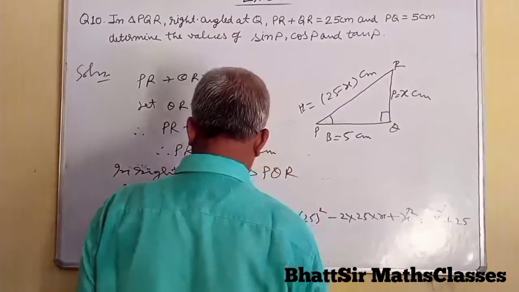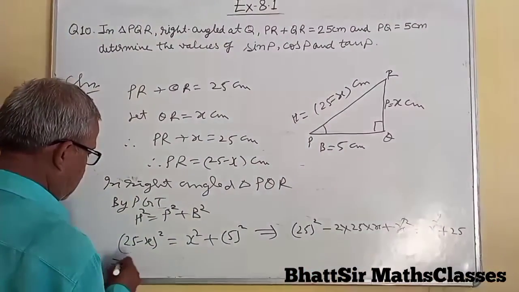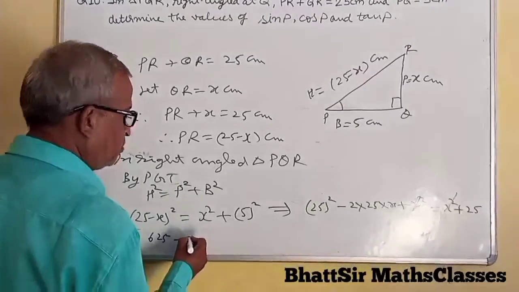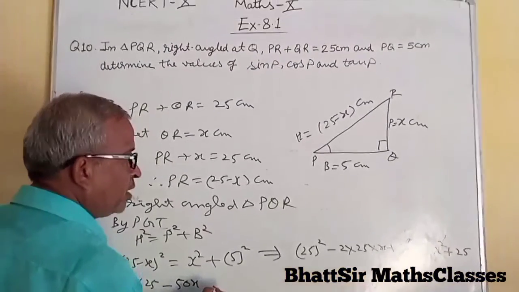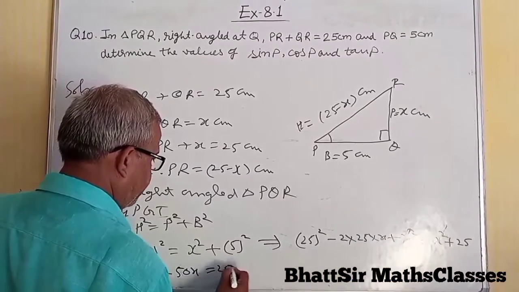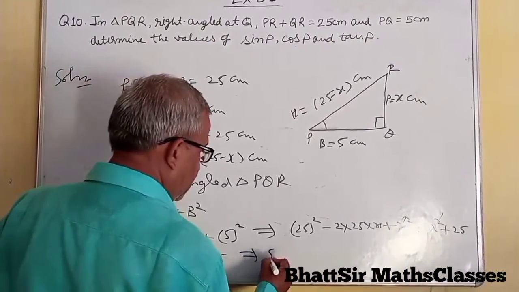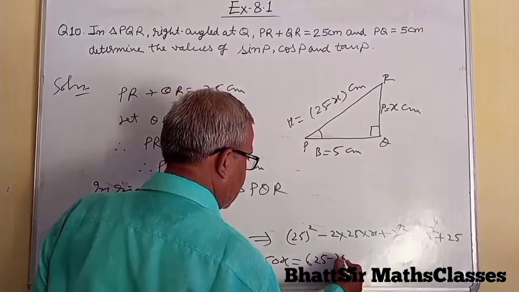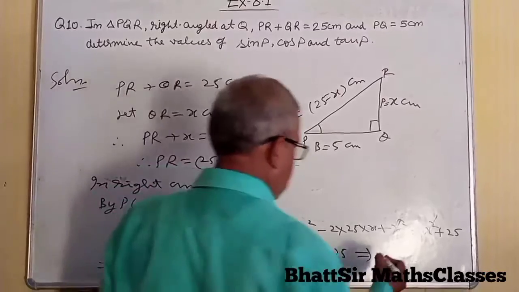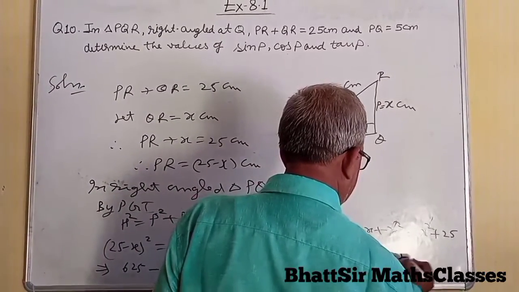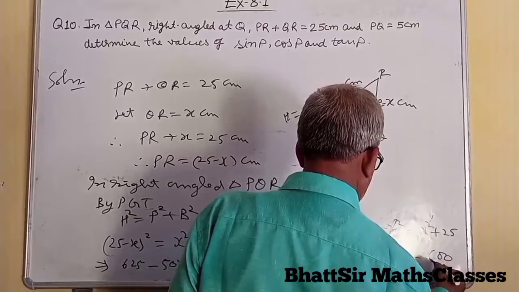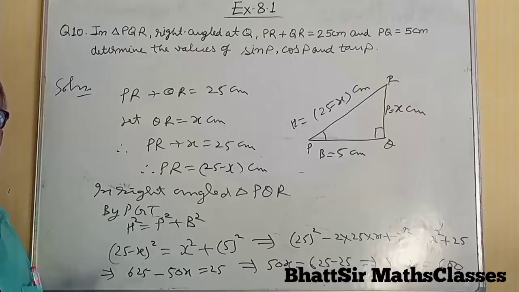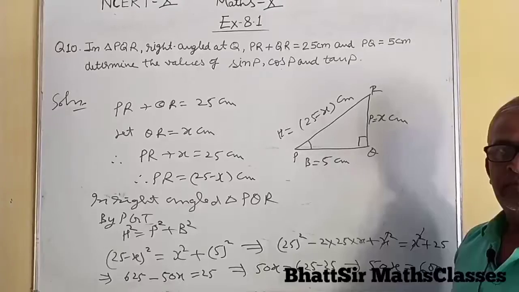Cancel out. Implies that 625 minus 50x equal to 25. Implies that 50x equal to 625 minus 25, so 50x equal to 600. So note it down in the notebook. I am giving few seconds.